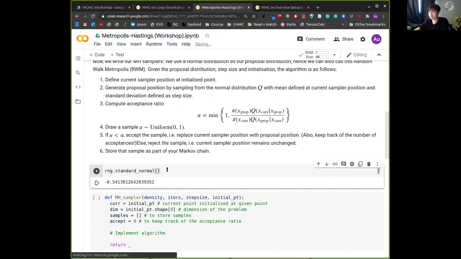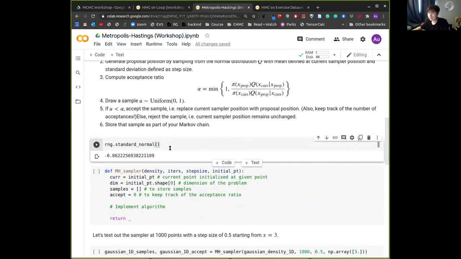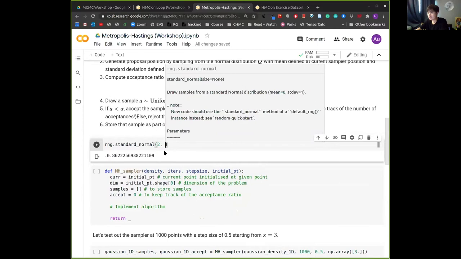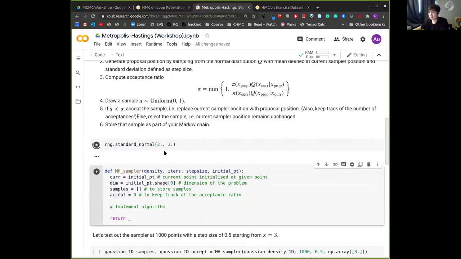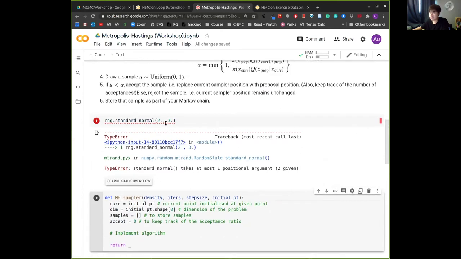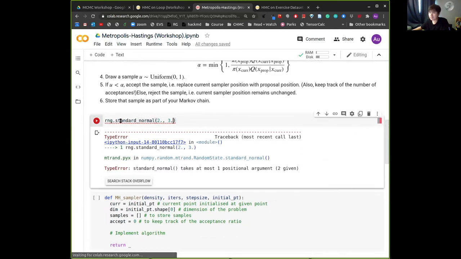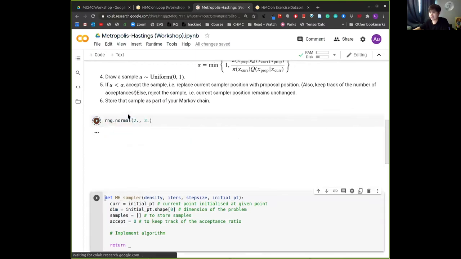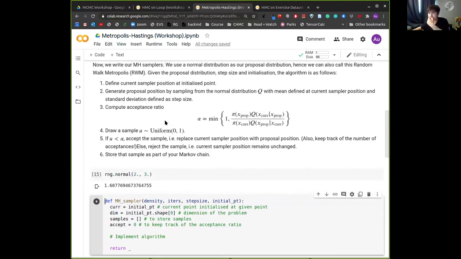Each time you sample you get something different, and this is what you want to use to generate your proposals. If you want a different mean, you put, let's say, 2, and if your standard deviation is 3, then it's 3, and you get something different. Wait, what's this? Oh, standard normal shouldn't take in anything because it's standard. So this should be just normal, I think. Yeah, so you get something like this.